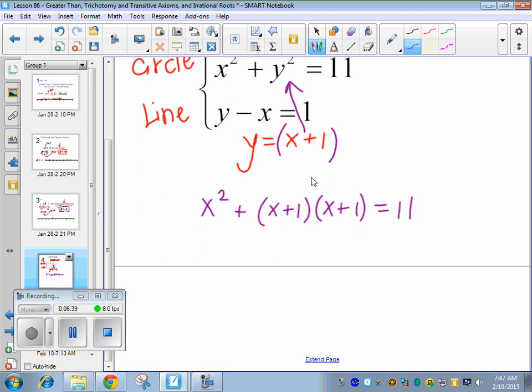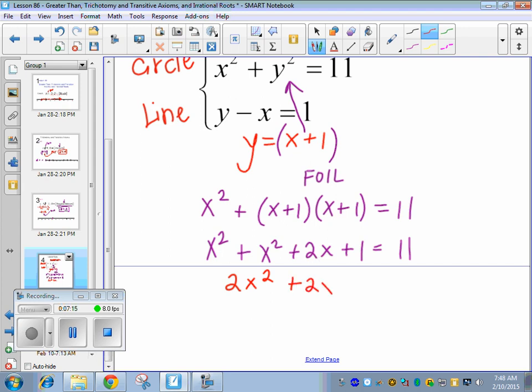So we have to FOIL this out. So I have x squared, and this would give me x squared. My outside is 1x, and my inside is 1x, so that would be 2x. And my last is 1. Anytime you have a quadratic, set it equal to 0. See if you can factor it. So x squared plus x squared is 2x squared. Then I have plus 2x. And we do need to subtract 11 from both sides. So negative 10 gives me 0.